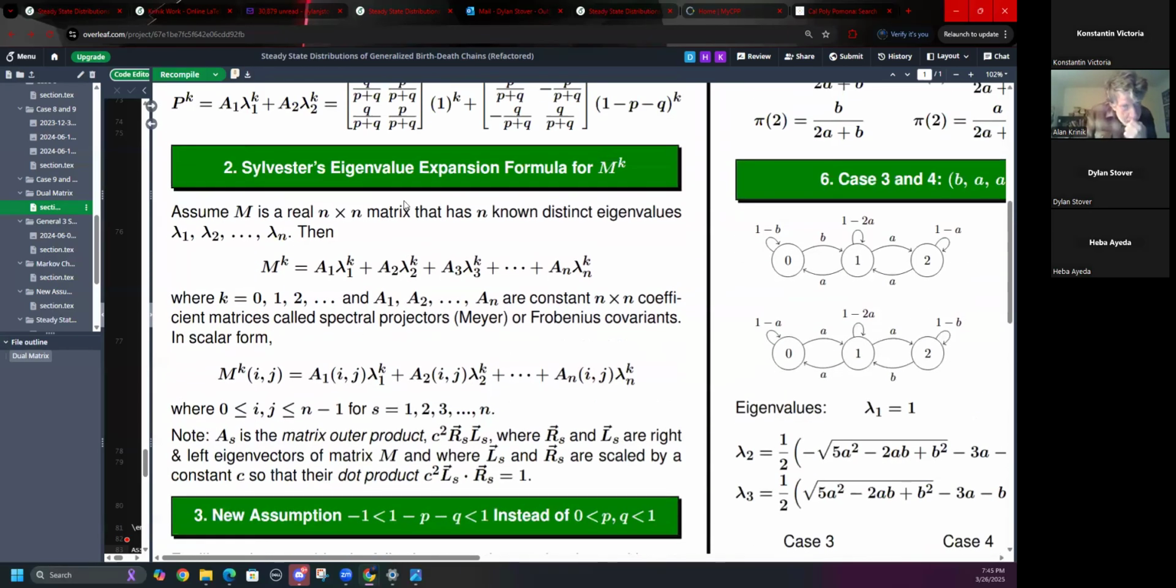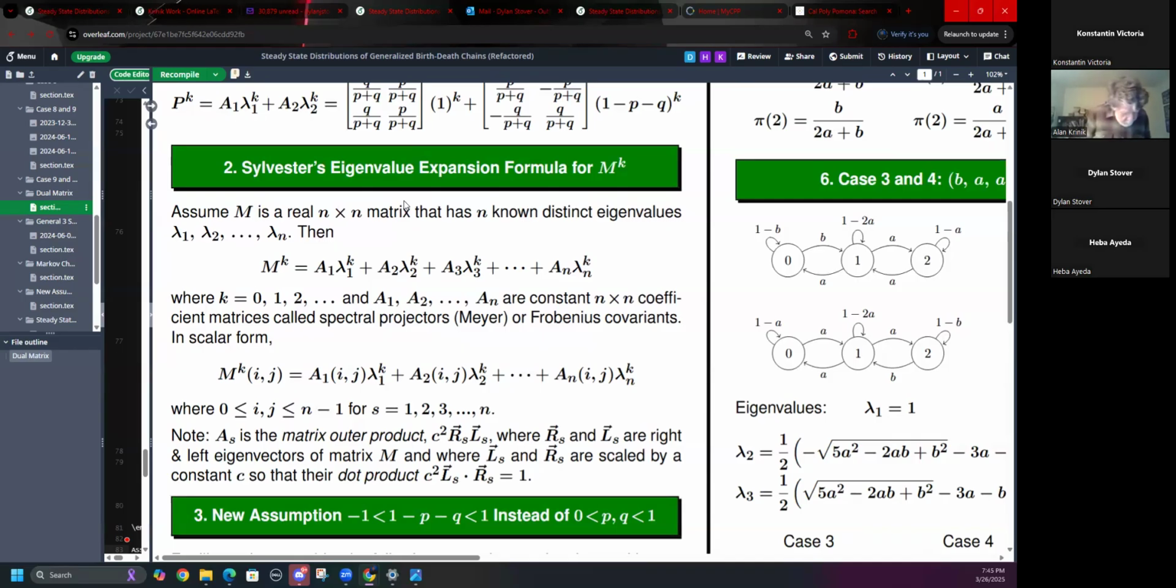Okay, thank you. Slide 2 is how we actually apply the Sylvester's expansion. First, it's used on square matrices with real entries, and the expansion looks like the following. M to the k equals the sum of n terms. Each one is made of two parts. The first one is the spectral projector, that's the A sub 1 through n, and the A matrix is also a square, real n by n matrix, same dimensions as M. The explanation is later.